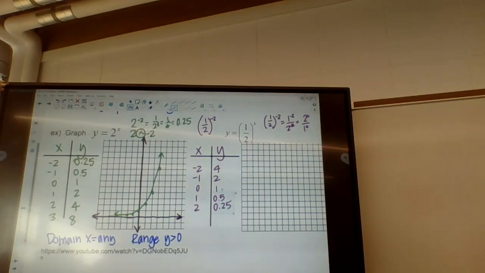So this graph is actually the completely flipped version of the last one. So this one is kind of the ideal of exponential decay. So this graph is getting smaller really fast. So again, if I was to check like -3, I would find out that's 8.